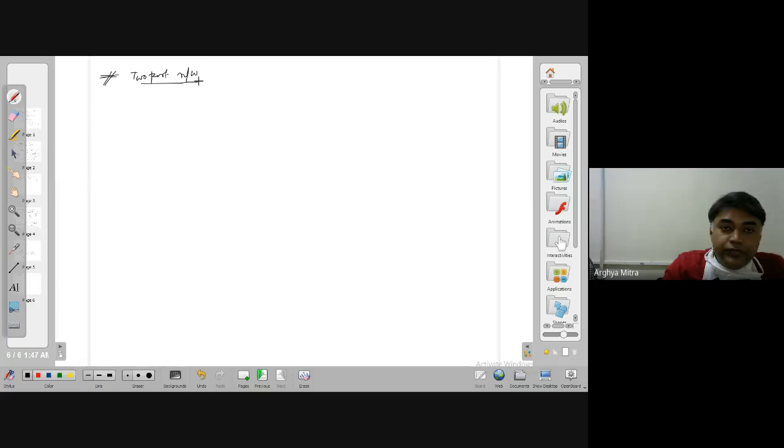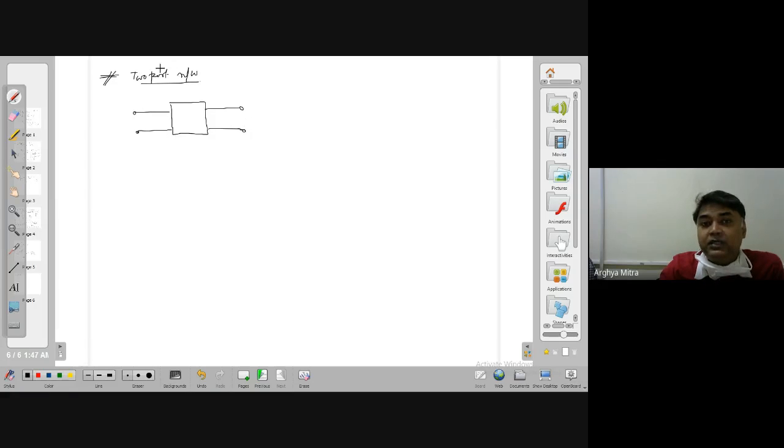So a two-port network is what? It's a network with two terminals on this side and two terminals on the other side, right? The basic understanding of a port is where things can be exchanged, input and output can take place. So one is this port, the other is this port. Power, voltage and current can be exchanged through these.